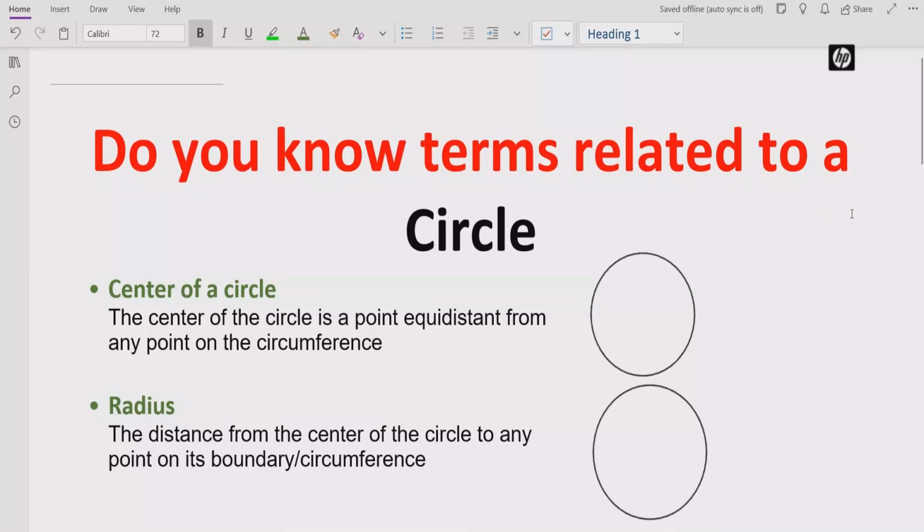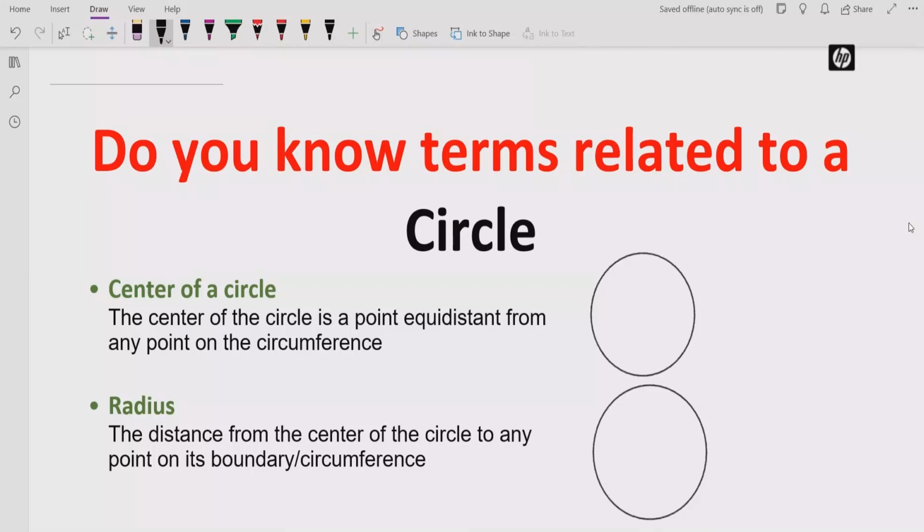So now let's start the topic. If you want to know the exact definition of the circle, a circle does not have any corner. The center of a circle is a point equidistant from any point on the circumference. Here we do not know the circumference yet, so we can say the boundary of a circle. The boundary of a circle is basically the circumference.